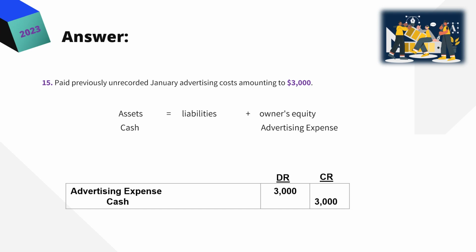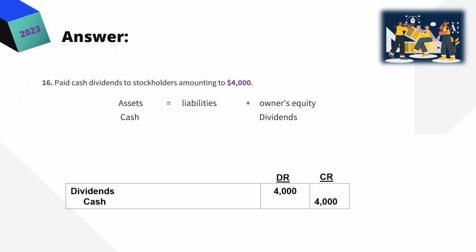The final transaction in this exercise, we pay cash dividends to the stockholders amounting to $4,000. In analyzing the transaction, cash is going out. That's a credit to cash to show that reduction of $4,000. Dividends are a reduction of owner's equity. The reduction of owner's equity through a reduction in retained earnings is shown directly in owner's equity as dividends, which is a reduction in owner's equity but is shown as an increase in dividends on the debit side. The entry here is to debit dividends and credit cash.